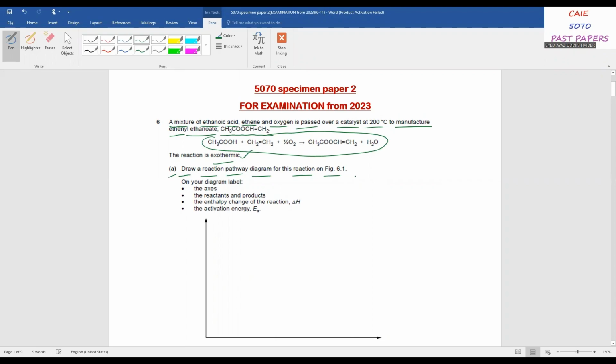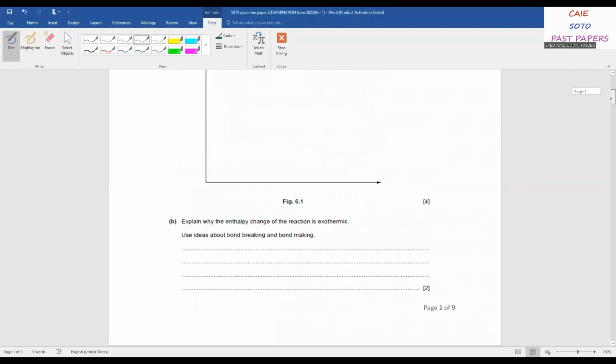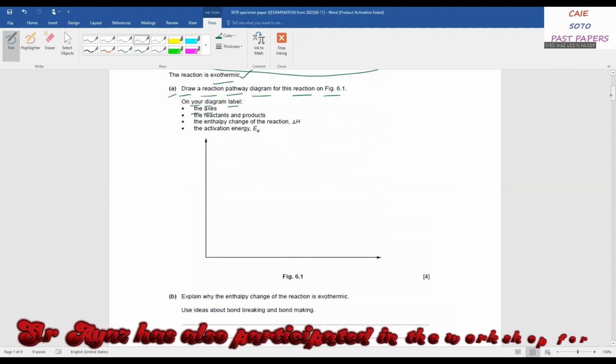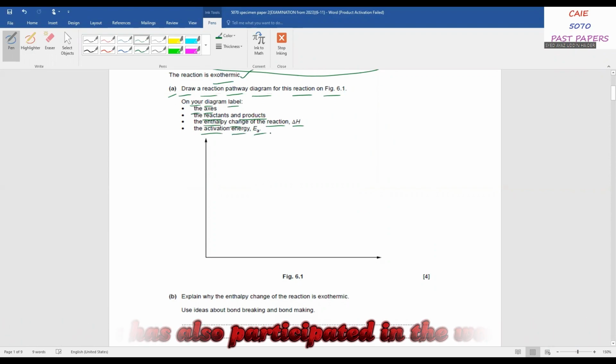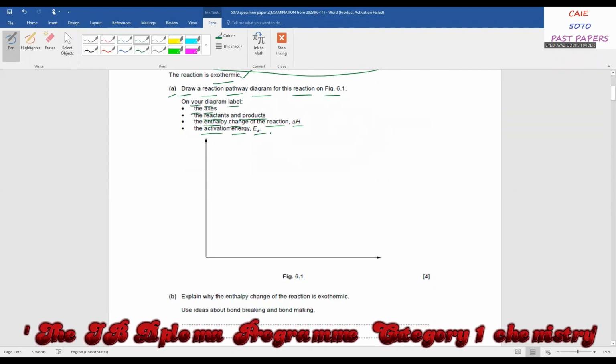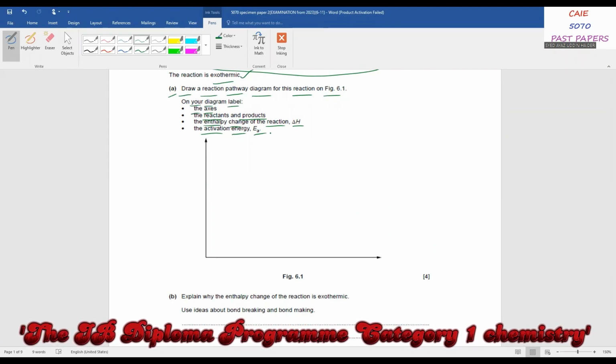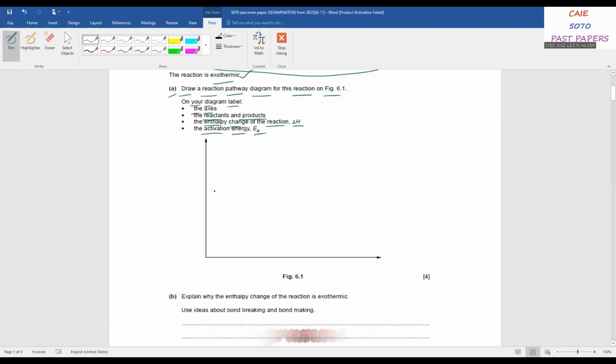This is figure 6.1. On your diagram, label the axes, meaning that you have to label both the x and y axis, the reactants and the products, the enthalpy change of the reaction delta H, and the activation energy Ea. This is an exothermic reaction, so the product will be at a lower energy state than the reactants. First of all, we will label the x-axis. On the x-axis, you can write progress of reaction.